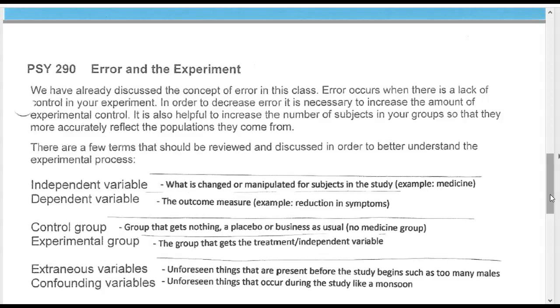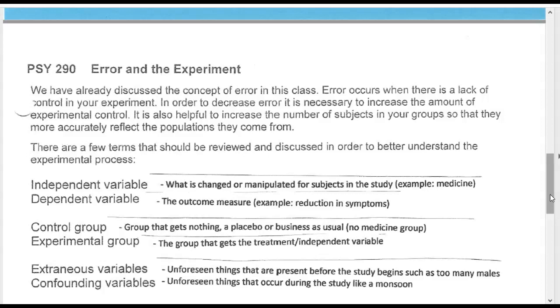So, one more quick example, because this is not going to be a very long video. Dieting. The independent variable would be the diet, whether you get it or not. The dependent variable, how much weight loss happened between the two groups. The control group, they either get no diet, placebo diet, that sounds kind of weird, huh?